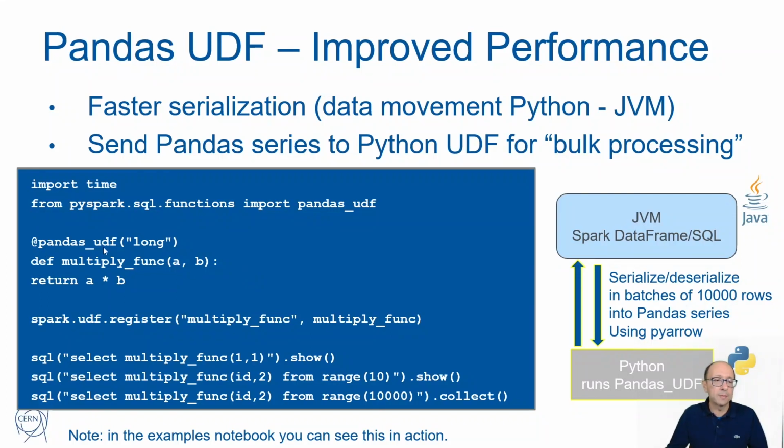Here we have the example where we define the Pandas UDF, multiplying 2 values. We need to register it again to be able to use it. And then this is executed on 1, 10, or 10,000 rows. We will see in the examples the performance difference between these 3 and compare it to the normal UDF.